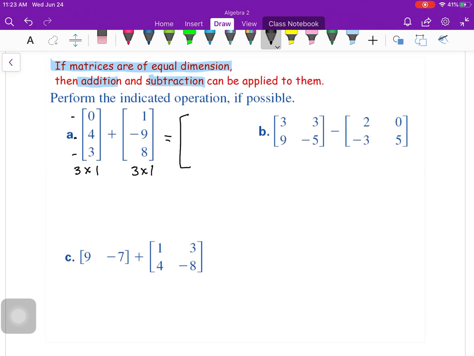And how I add them is element by corresponding element. So the first would be a 0 plus 1. Next is a 4 plus negative 9. And last is a 3 plus 8. So that results in 1, negative 5, 11.